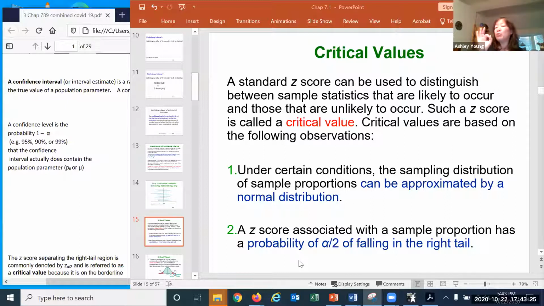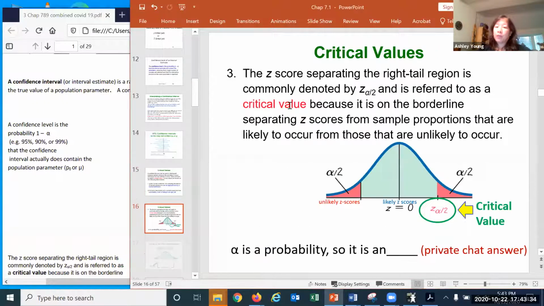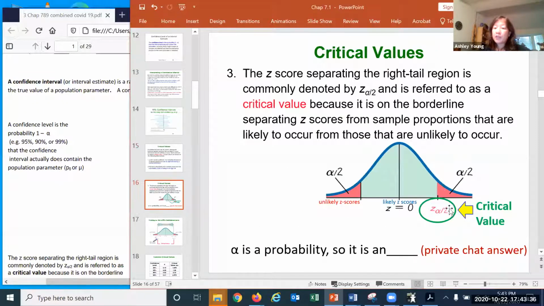Actually, we're gonna go a little bit finer now. That's the approximation under the empirical rule. It's actually 1.96, which we're gonna see in just a minute. So here, we call these things critical values. They are z-scores. Here's a critical value: this z-score that separates the usual area from the unusual area in red.